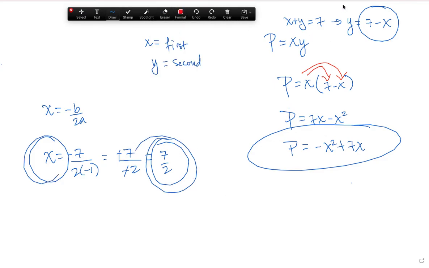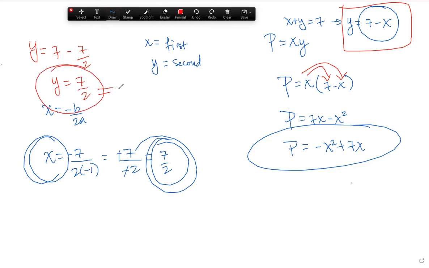Remember, we isolated y earlier. So we can use that equation to find out what the other number, y, has to be. So y is going to be 7 minus 7 over 2, which is? That's like 3.5, right? Yeah, exactly. So y would equal 3.5. Yeah, exactly. Y is also 7 over 2.